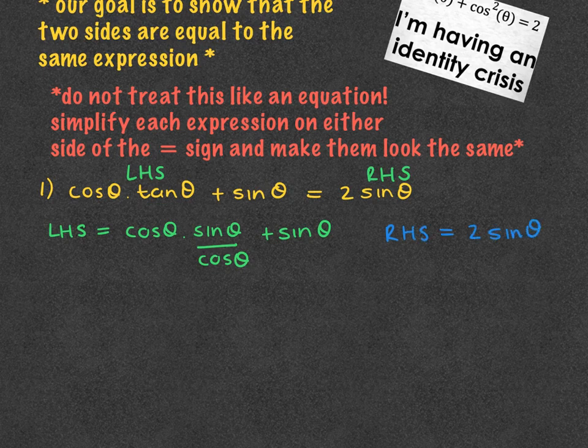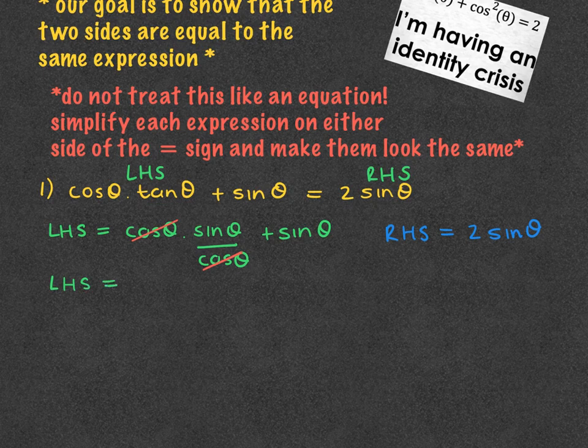Now, I can't do anything with this, grade 11s. Like, this is an identity. 2 sine theta is an identity. I can't change anything here. So I'm going to leave the right-hand side, and I'm going to keep working on the left-hand side and hope that I can make the left-hand side look like the right-hand side. But I know that I can.